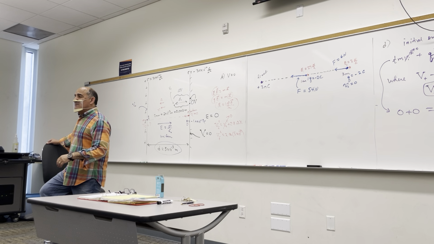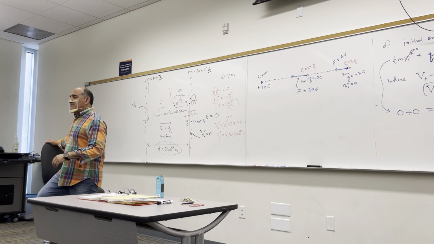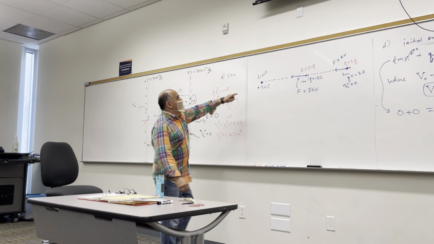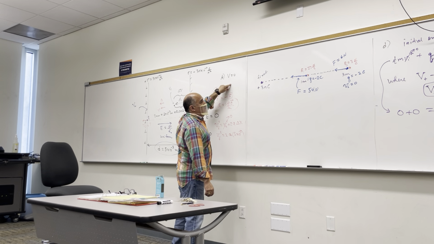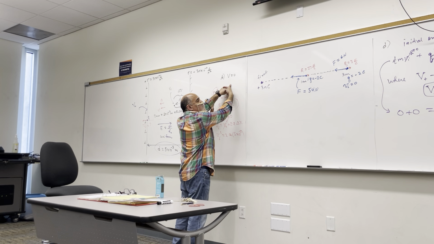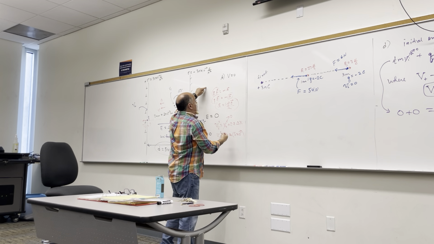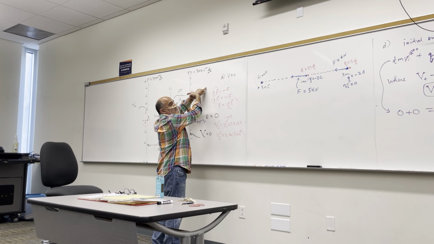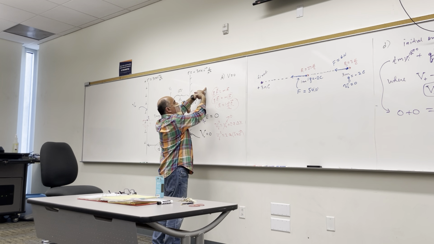And it's the same thing over here. If I go over here, 1 meter away, the electric field is going to be 27 newtons per coulomb that way, away from the charge. And 3 meters away, it'll be 3 newtons per coulomb that way.